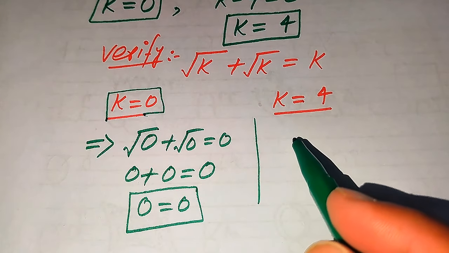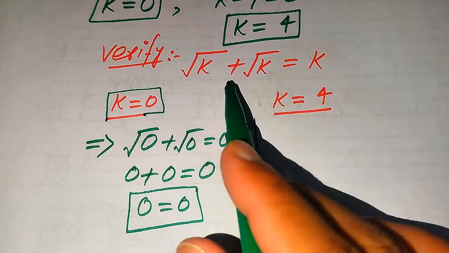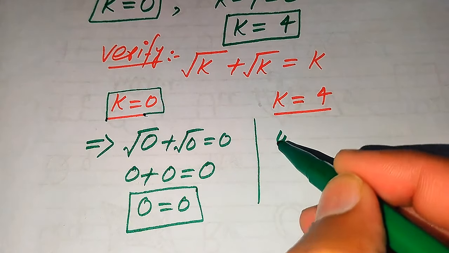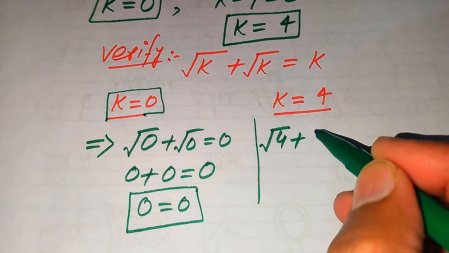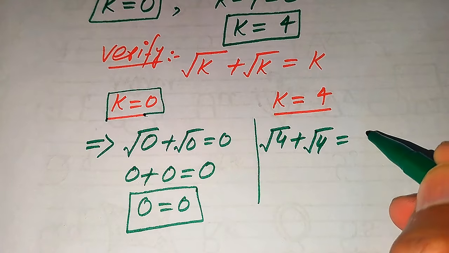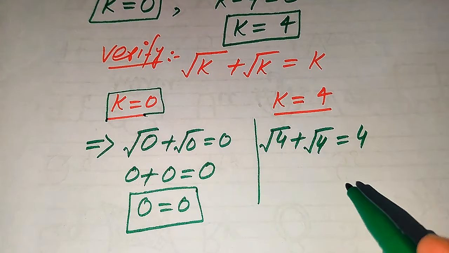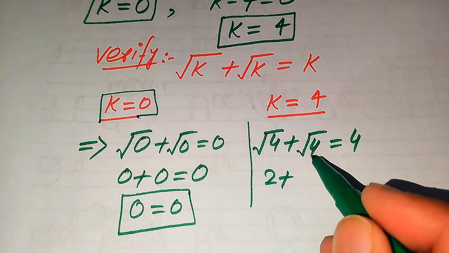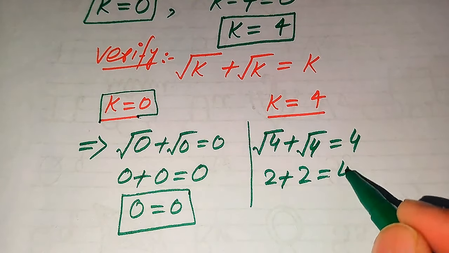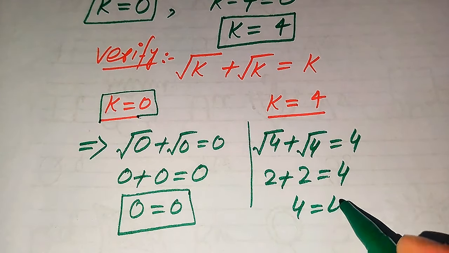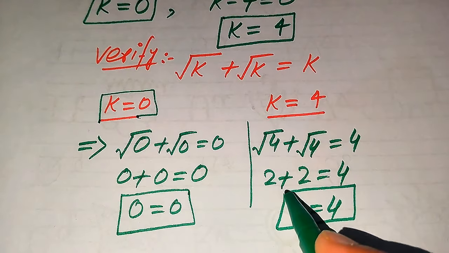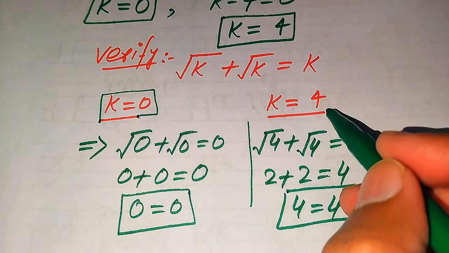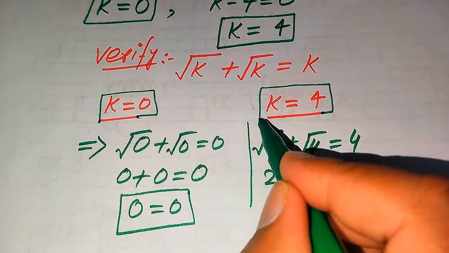And now we verify the second value of k. So we put this value on both of the sides, and it will become square root of 4 plus square root of 4 equals 4. And we know that square root of 4 becomes 2, plus square root of 4 becomes 2, equals 4, and we easily get 4 equals 4. So this shows that both of the sides are equal when we choose k equals 4.